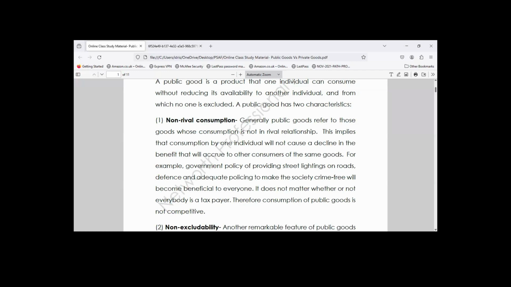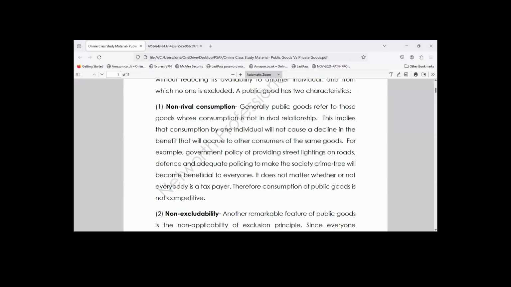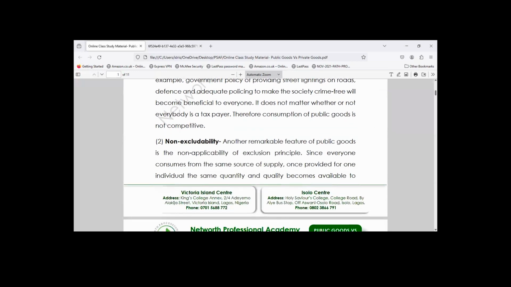We all enjoy the benefit together. We are not rival in consuming the good. As you are consuming, me too, I will be consuming. Your own consumption will not affect my own consumption. That is non-rival in consumption.